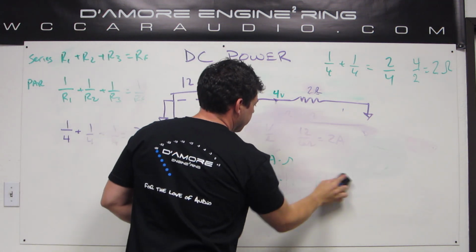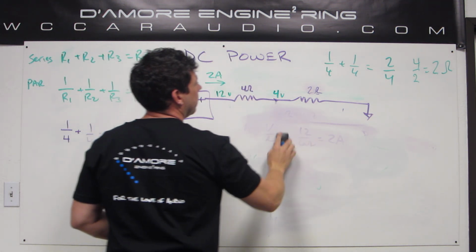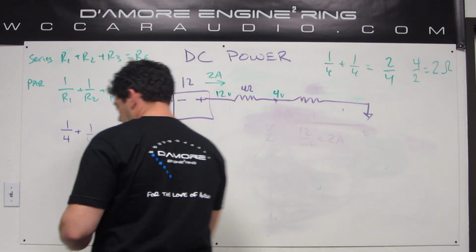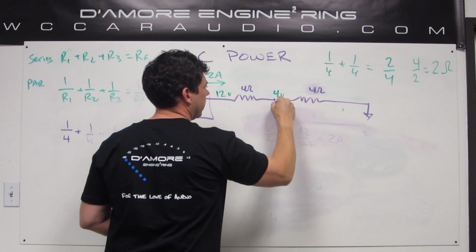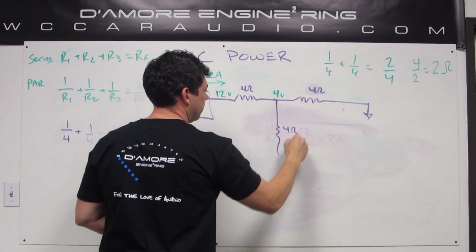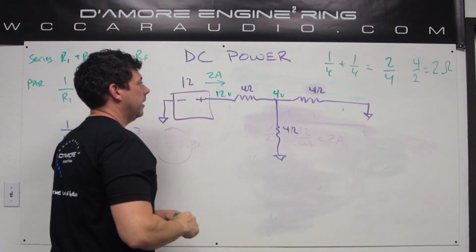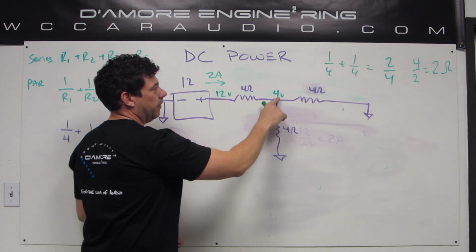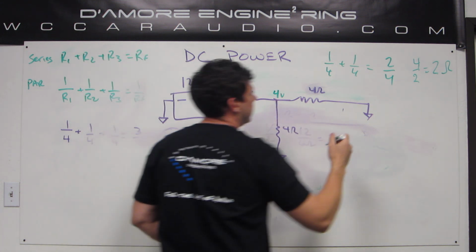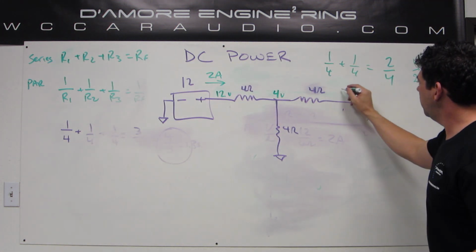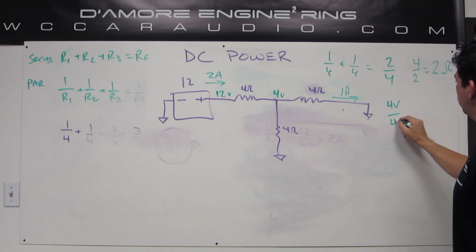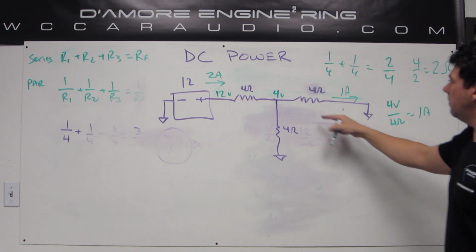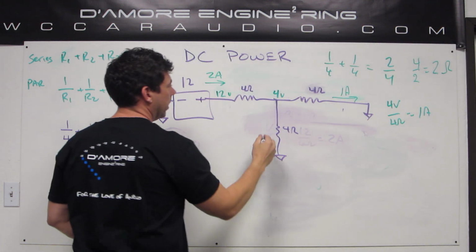Once we know there's 4 volts at that point, we can redraw our circuit the way it was. 4 ohms, 4 ohms. And we can say that 4 volts across 4 ohms is going to be 1 amp, right? Because 4 volts divided by 4 ohms equals 1 amp. And the same thing here, 4 volts, 4 ohms, 1 amp.